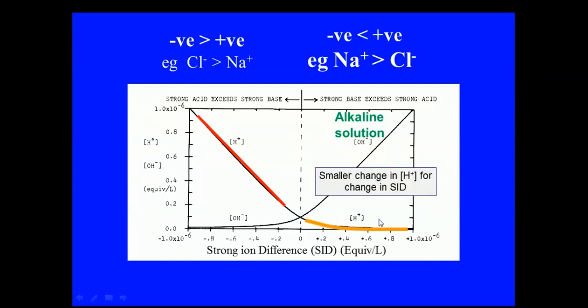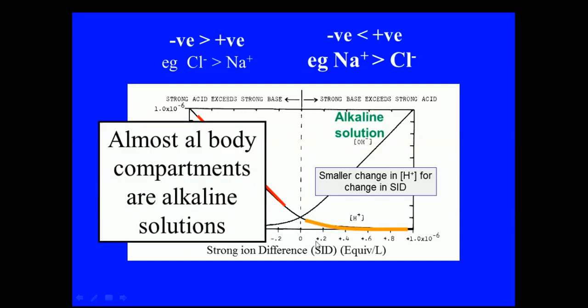As it turns out, all body compartments, with the exception of your stomach when you're fasting and lysozymes, are alkaline solutions. You never actually have an acidic solution in your body, even when you're almost dead at a pH of 6.8 or so. Now, this actually is a valuable component.